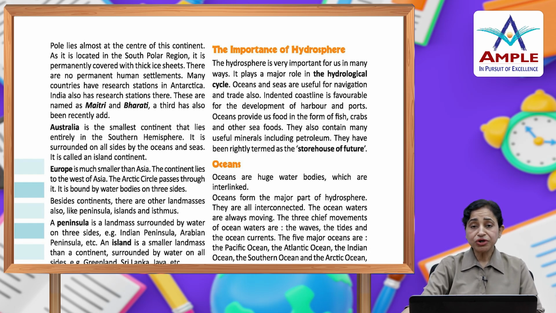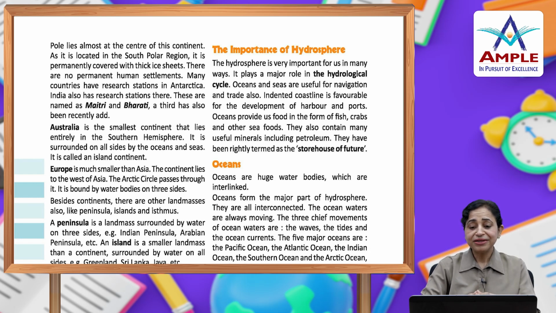Oceans are huge water bodies which are interlinked. Oceans form the major part of hydrosphere. They are all interconnected. The ocean's waters are always moving. The three chief movements of ocean's waters are the waves, the tides and the ocean currents. आप देखते हो हमेशा लहरें उठती रहती है, tides like बहुत जैसे आप oceans में हमेशा movement देखेंगे, still कभी नहीं होता है ना.